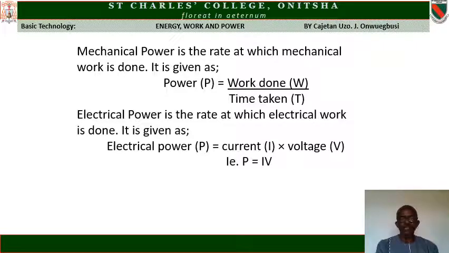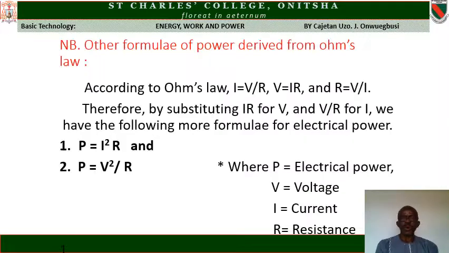Electrical power is the rate at which electrical work is done. The formula for electrical power is P, power, equals current times voltage. That is P for power, I for current, and V for voltage. So P equals IV. That is current times voltage.